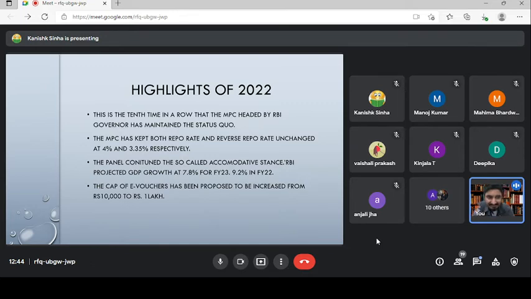What could be the reason? You could think yourself, and I could think myself. Okay, so there are various reasons for the same. But now the e-voucher limit will be not 10,000, it will be 1 lakh, as it has been proposed by the MPC. That you have to remember. It has not increased yet, it is just proposed. So these are the highlights of the monetary policy 2022. Moving to the next slide.